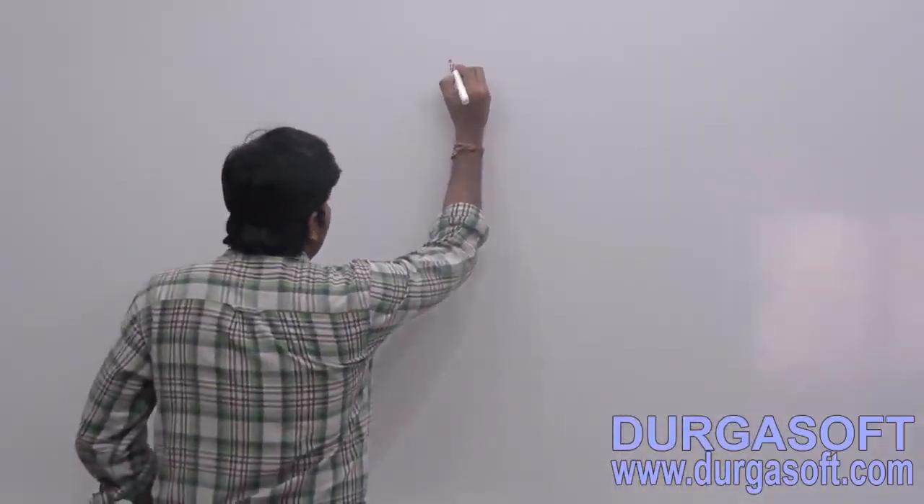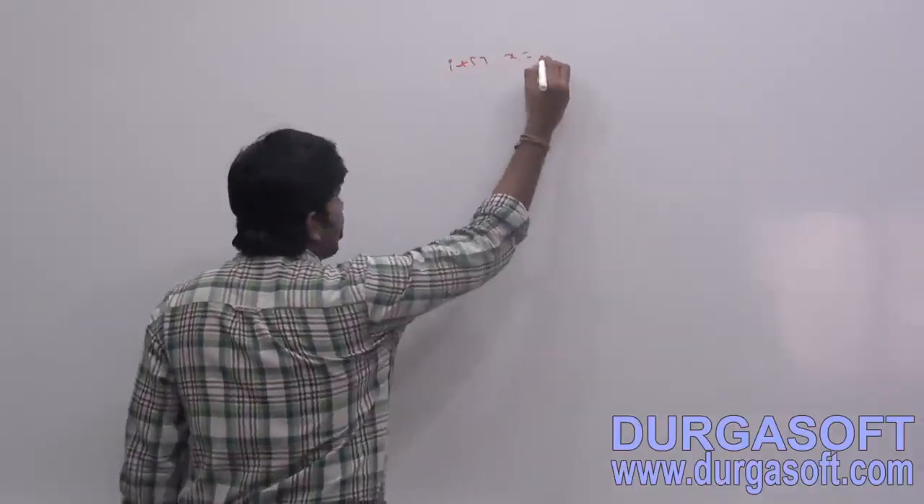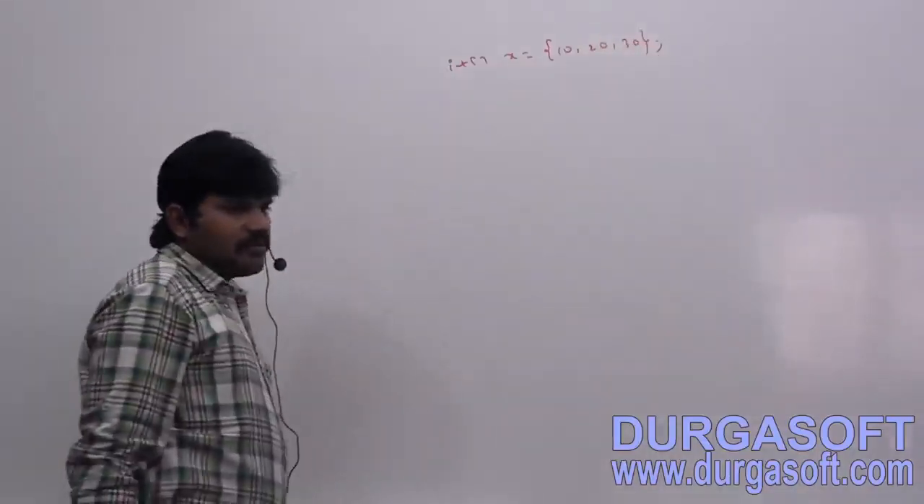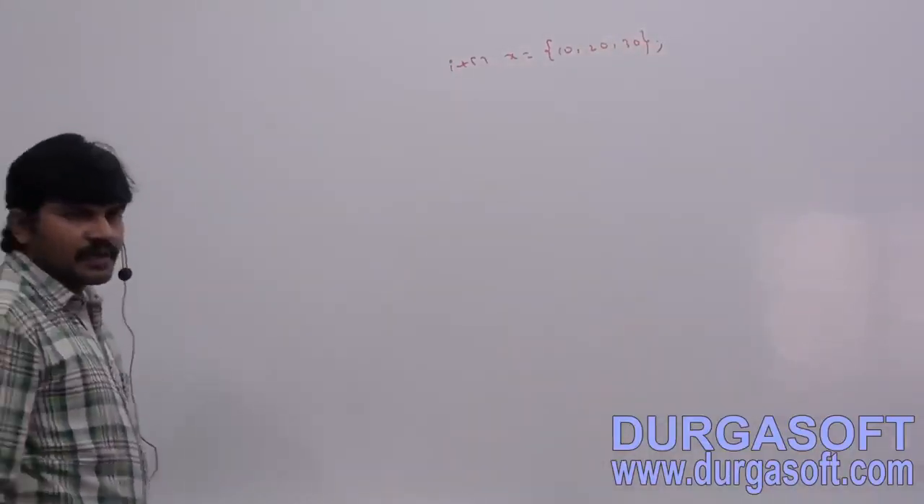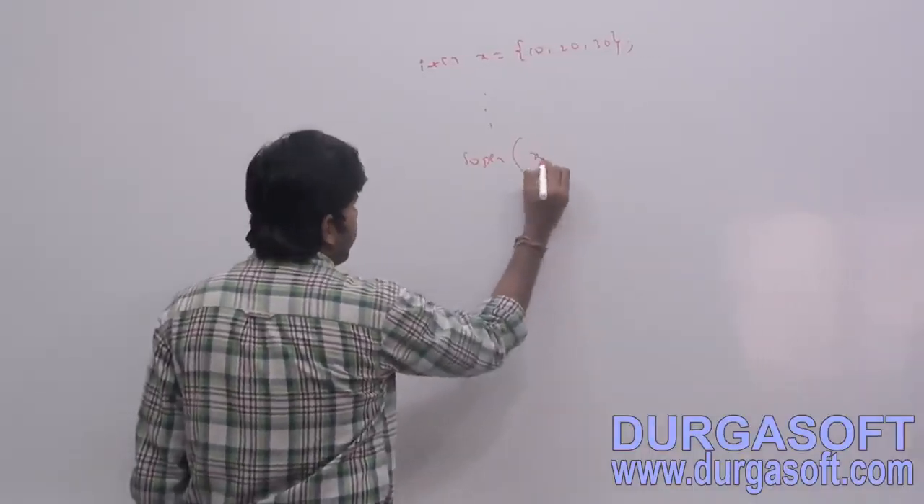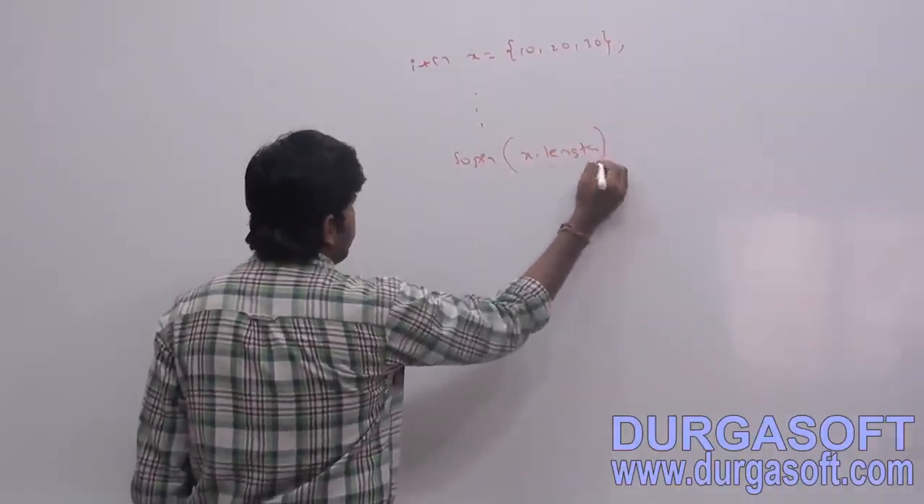Then you may ask, suppose I am declaring an array: int array x is equal to 10, 20, 30. Can you tell what the name of this array is? x. Can you tell how many elements are there? x dot length.